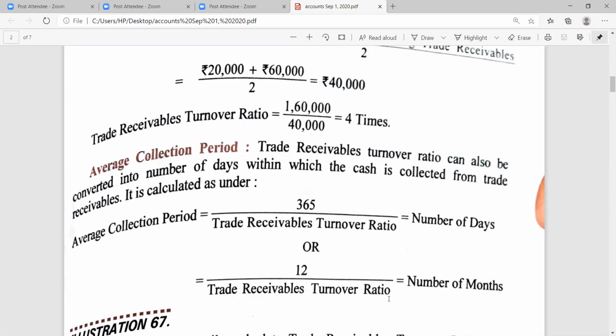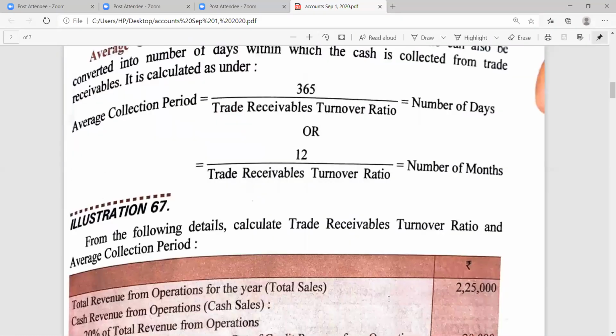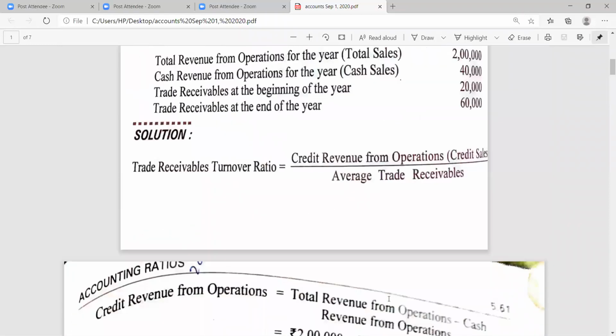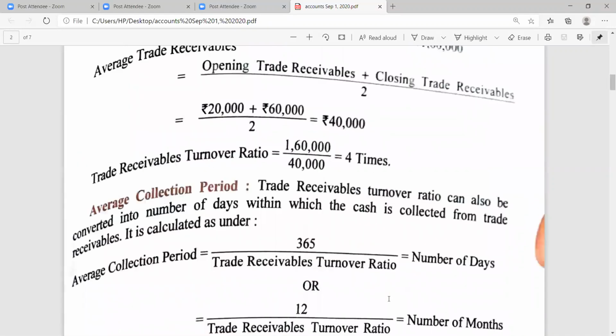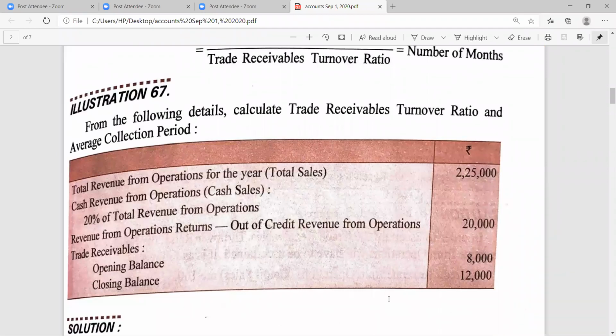How it is to be calculated, we will do it in the further examples. Let's go for that. Illustration 7. All the illustrations of this topic are to be done like this. The formula is only the single one that we have done here: credit revenue from operation upon average trade receivable. But in every question, you find a little change in the statement. With the help of the statement, you have to identify yourself which items are to be taken and how they are to be worked on to calculate whatever items are required by you.